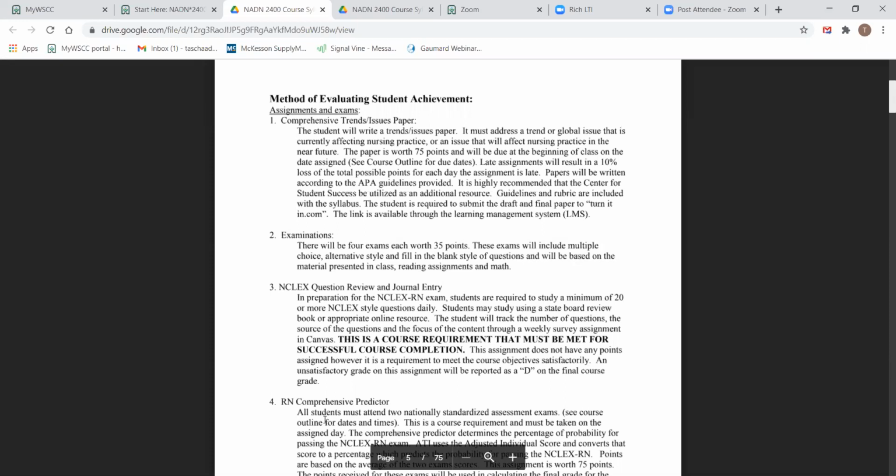ATI uses that adjusted score, and you're used to seeing adjusted individual scores. What ATI does is use that adjusted score and predict a probability for passing the NCLEX RN. So it's going to look a little different than what you've taken in the past. They have a lot more questions on it as well. And then the points will be based on the average of 2 exams.